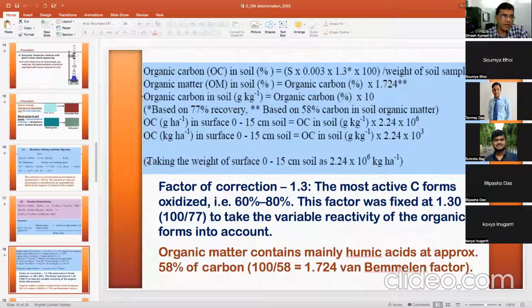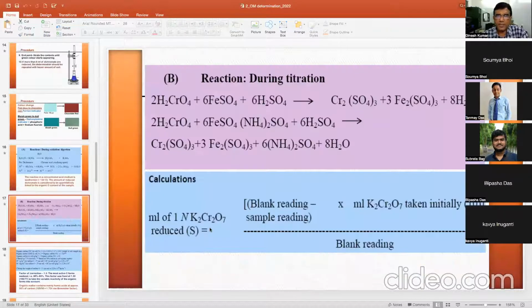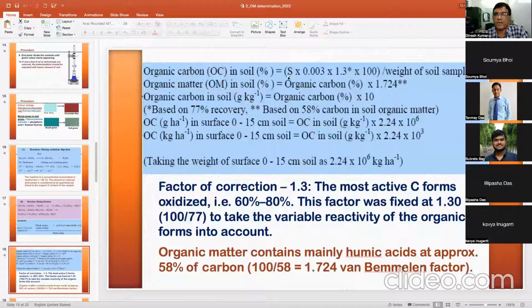Just now we have calculated the S. This is S, and this is S. This is how you calculate S. So you put this S here into 0.003. Now, how has this 0.003 come? This is the gram equivalent weight of carbon.